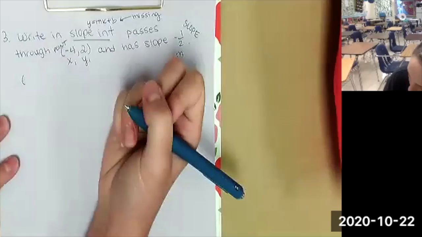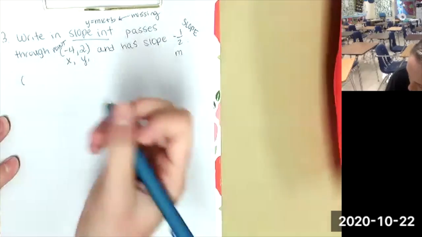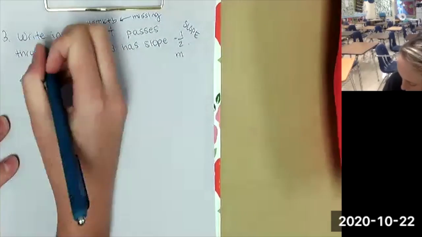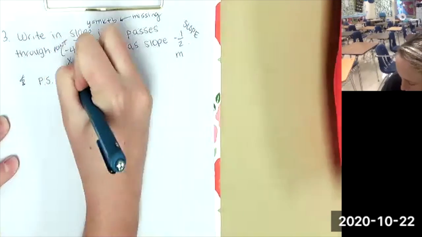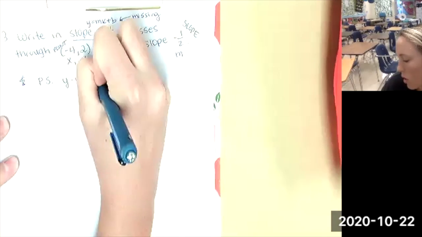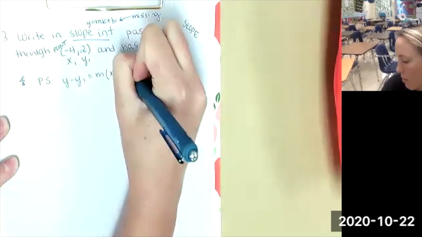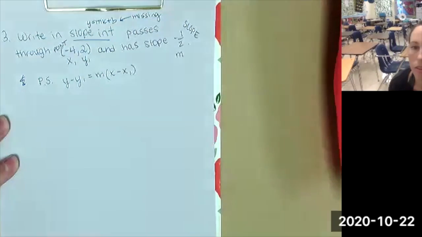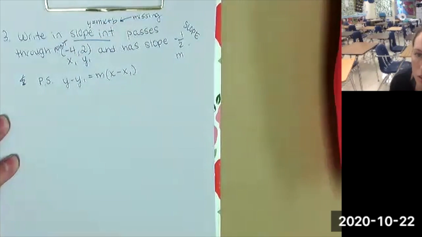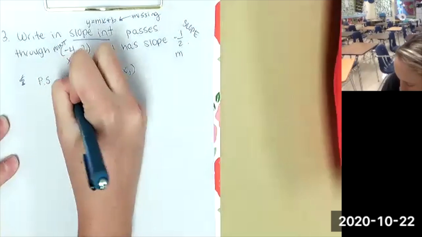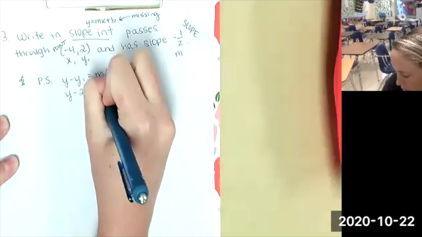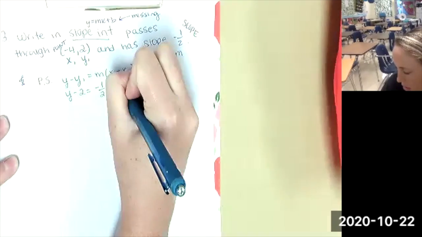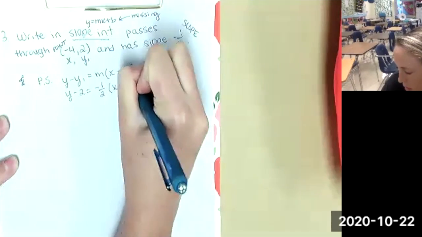So let's put it into point-slope. We've got y minus y1 equals m times x minus x1. We're going to plug in our numbers. So y minus 2 equals m, which is -1/2, times x minus -4.